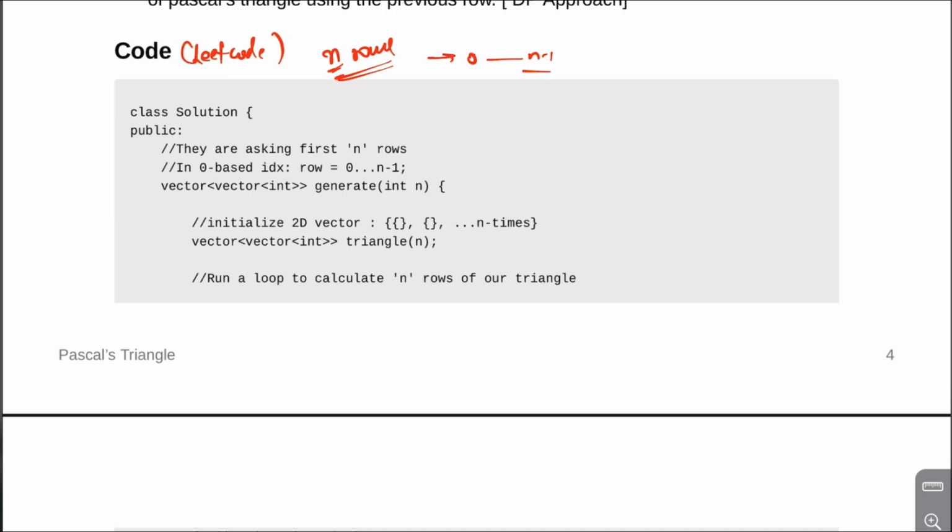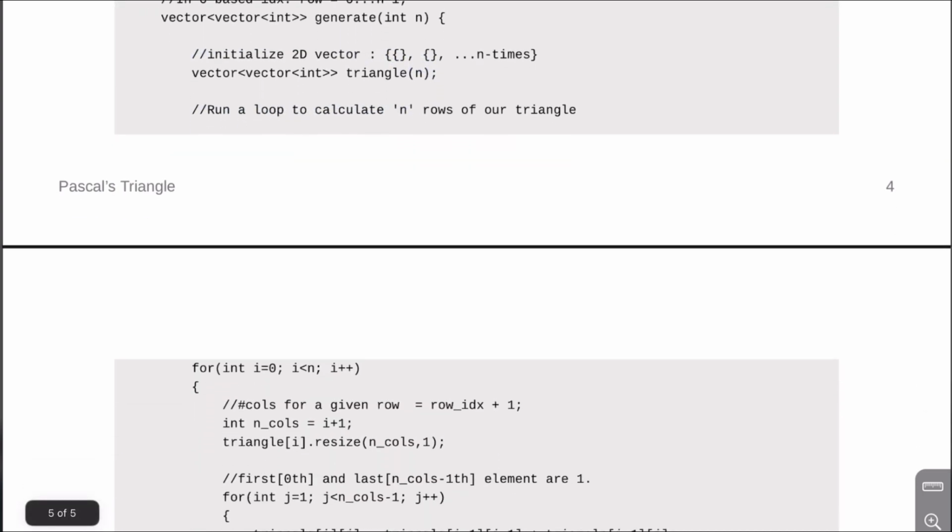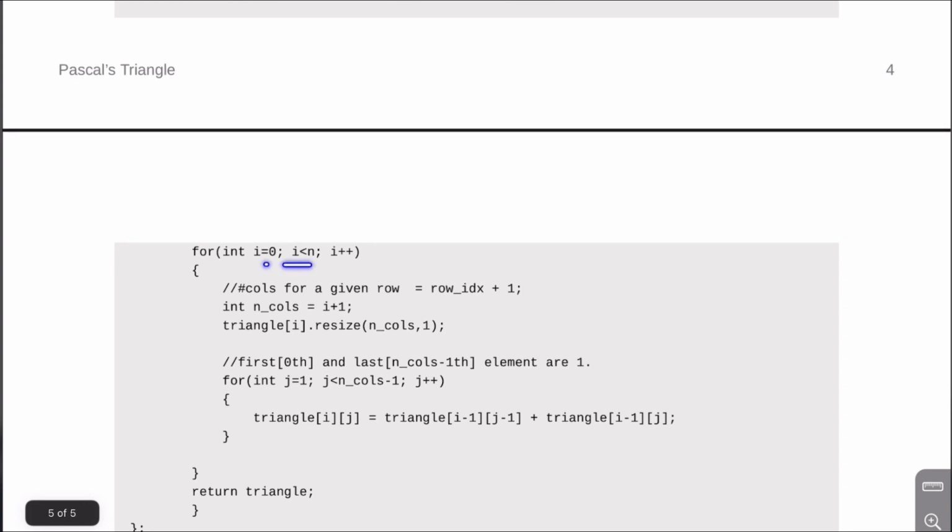So of course the list will be of size n. It will be a vector of vectors. Okay, and then I'll run a loop. See, this loop goes from 0 to n minus 1, right? I know in the ith row there are i plus 1 entries. So basically, I'm initializing the ith row of the triangle to be of size i plus 1. That's what the resize does.